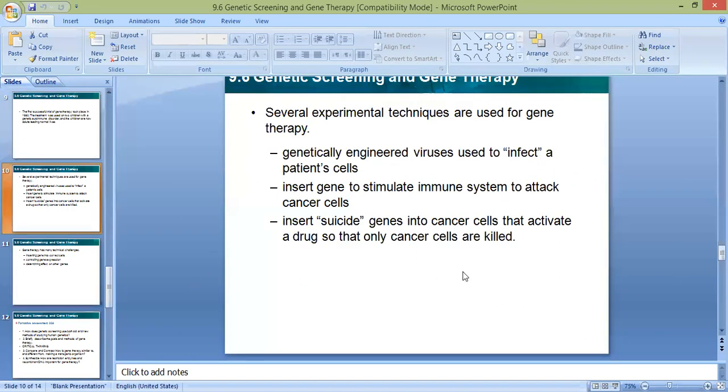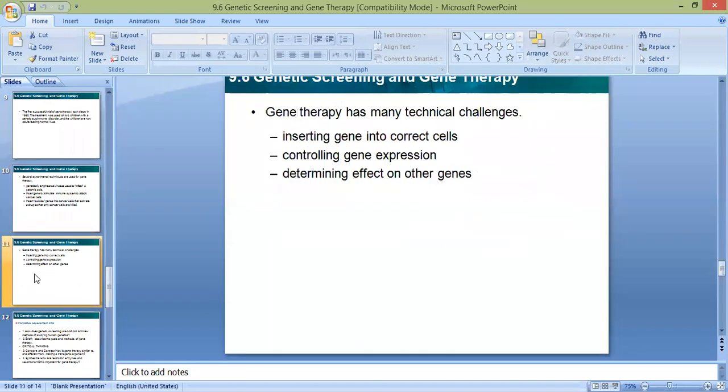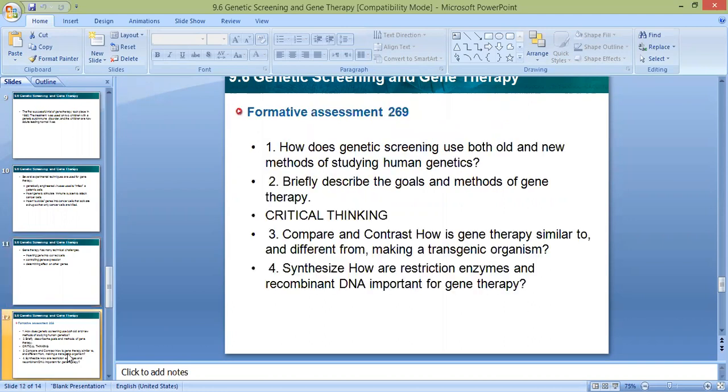قلنا هدول هم techniques that we can use and these are the challenges إنه when you make the gene therapy you should keep in your mind to insert the gene into correct cells, to control the gene expression, and determine effect on other genes. Okay, let's answer the questions.